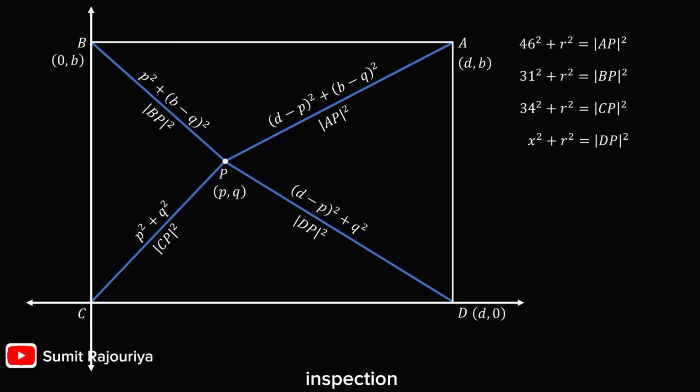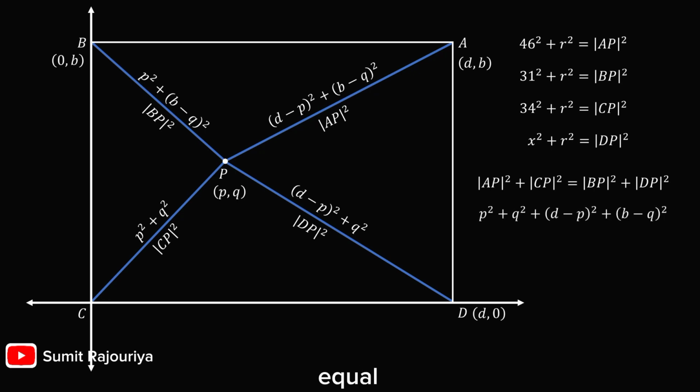By simple inspection, we can see that the square of AP plus the square of CP is equal to the square of BP plus the square of DP, and both of these are equal to p squared plus q squared plus (d minus p) squared plus (b minus q) squared. So this gives us an equation.